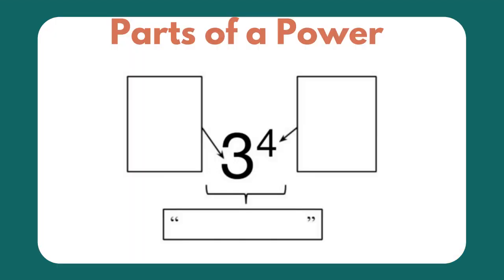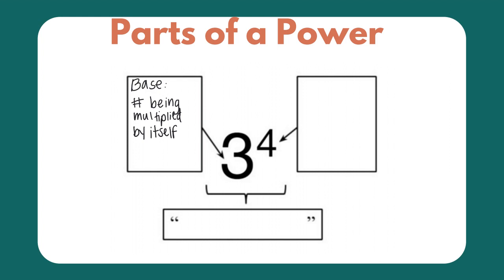So let's review the two really important parts to a power. The first really important part to a power is the base. In the example that we have here, 3 is the base, and the base is the number being multiplied by itself. So in this expression, we will be multiplying 3 by itself.